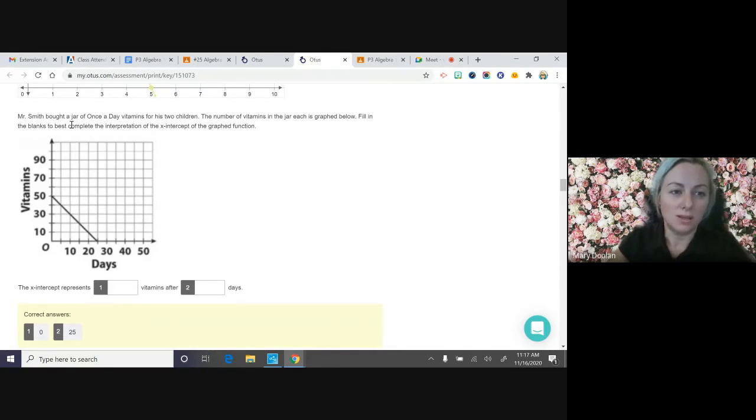Mr. Smith brought a jar of once-a-day vitamins for his 2 children. The number of vitamins in each jar is graphed below. Fill in the blanks to best complete the interpretation of the x-intercept and the graphed function. So you're given this picture, and the x-intercept is where the line crosses the x-axis. So it's right here between 20 and 30, which is 25, okay? And vitamins after blank days. So 25 is the number of days, and we're here where the value of vitamins is 0. So 0 vitamins after 25 days.